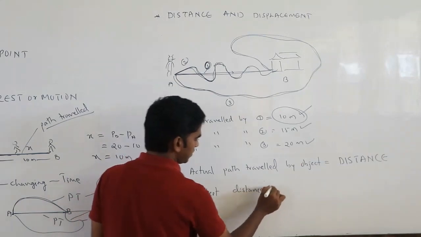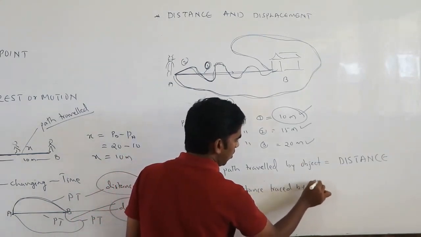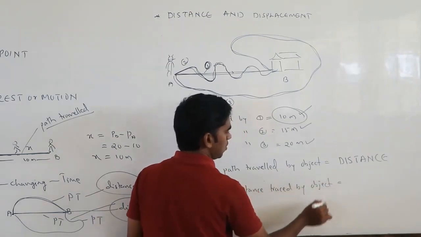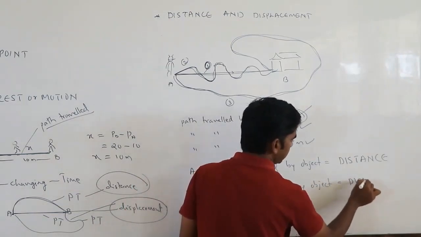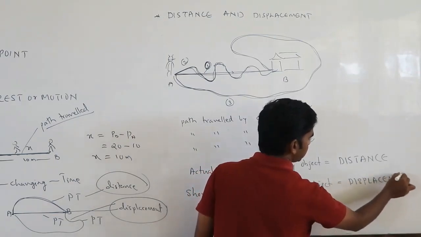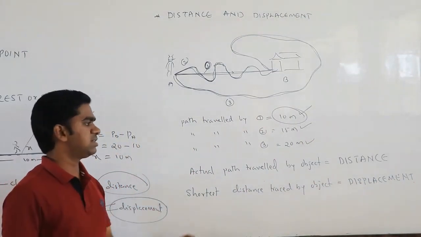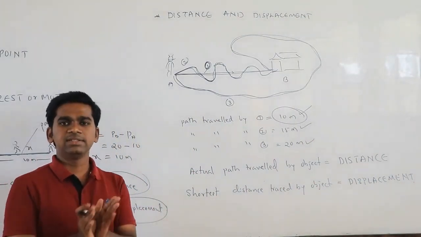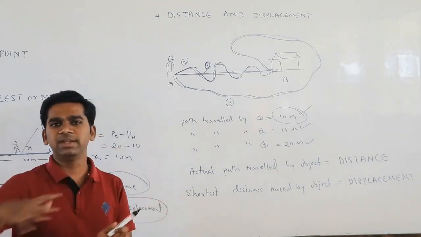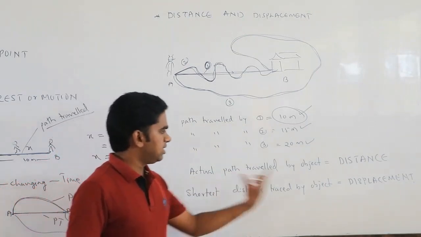So this shortest distance traveled or traced by the object is called displacement. I hope you understood the difference between distance and displacement. Distance is whatever path you take. The total path traveled by you is distance.